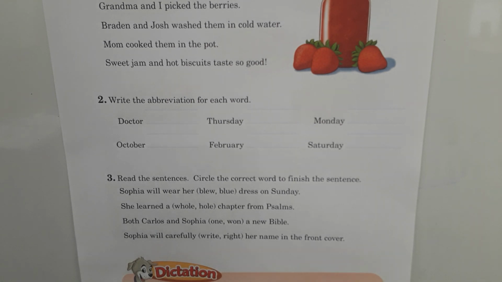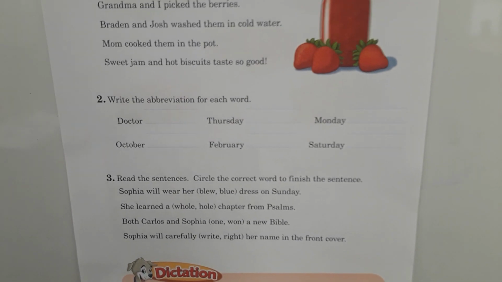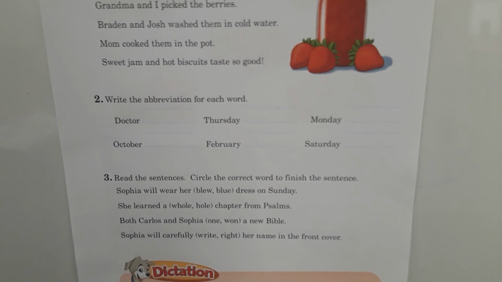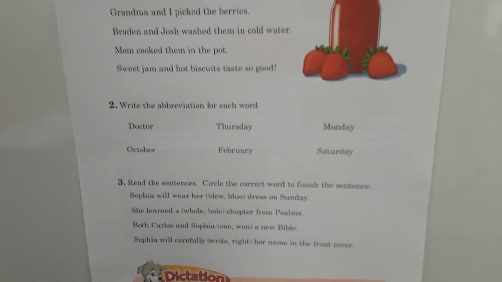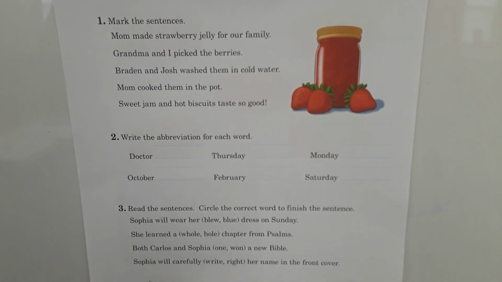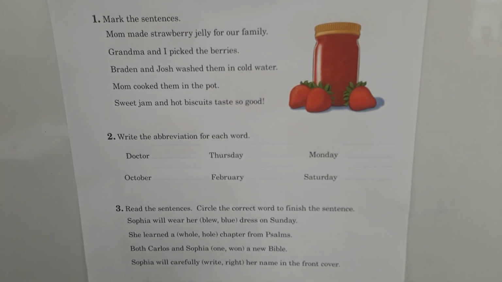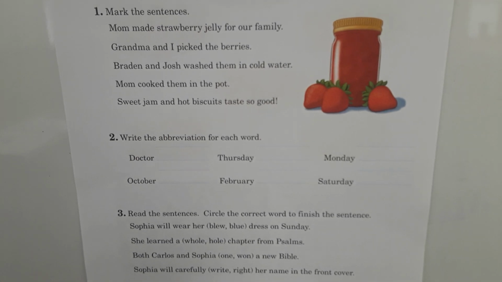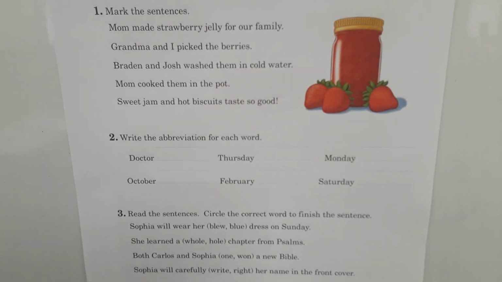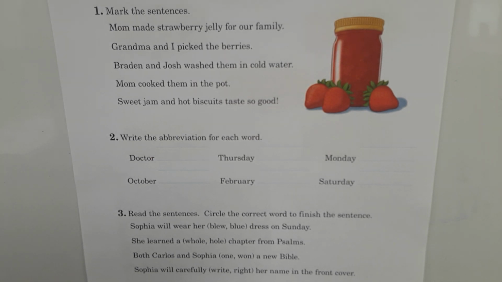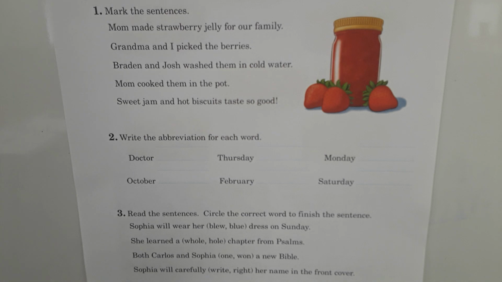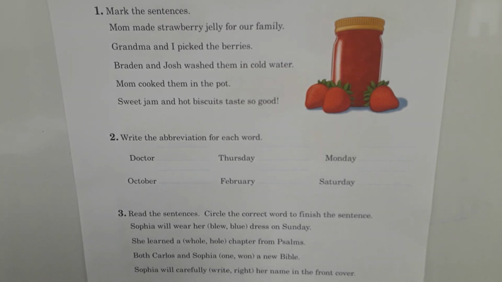All right, we're just about ready to do seat work for phonics and arithmetic, lesson 133. So here we are. Number 1, mark the sentences. When directions say mark the sentences, it means underline the noun or the subject one time, underline the verb 2 times, and divide it with a line.